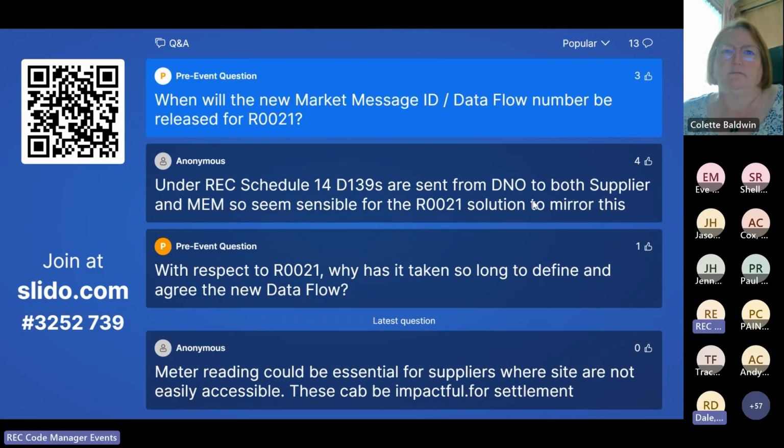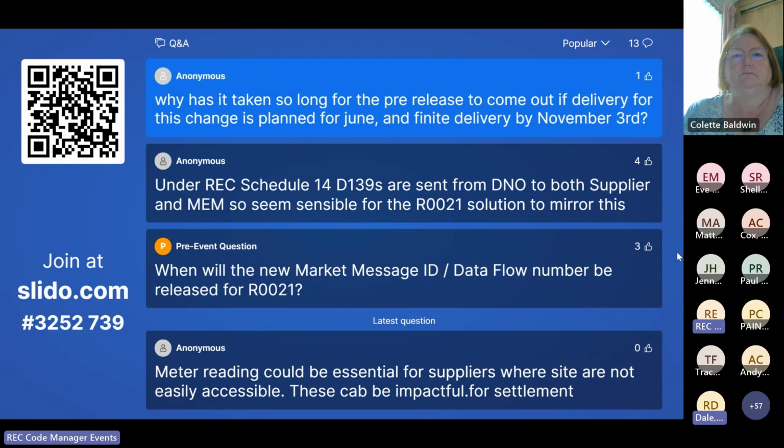And I think before I move on to the final pre-event question, it's therefore worth flagging up a question that relates to the pre-release, which I think is on some people's lips. Why has it taken so long for the pre-release to come out if delivery for the change is planned for June and final delivery by November the 3rd?